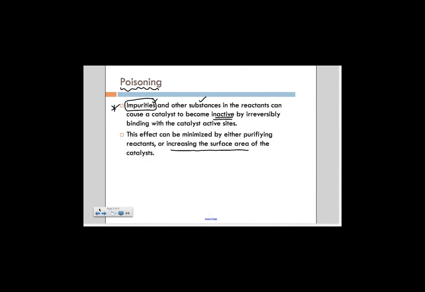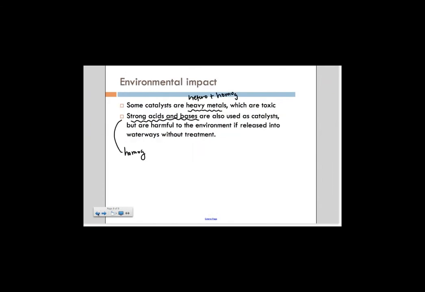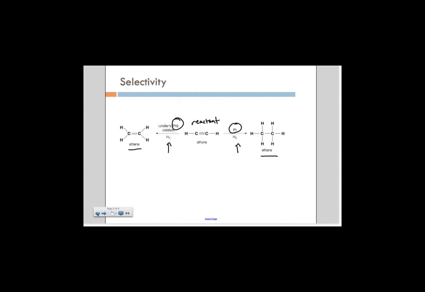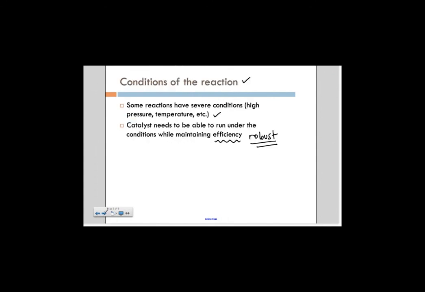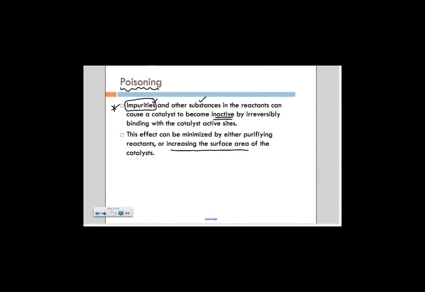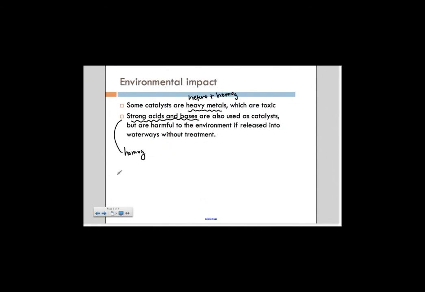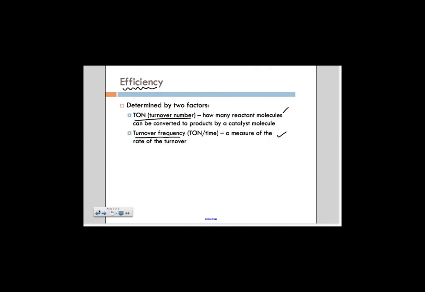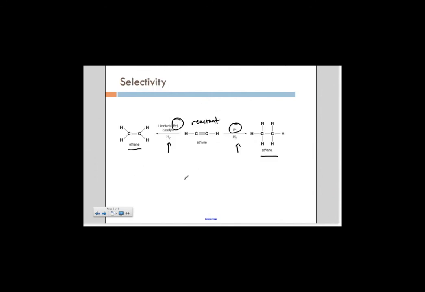Okay. So those are the five things you need to keep in mind: poisoning, environmental impact, the conditions under which that reaction runs, efficiency of your catalyst, and selectivity. These all feed into essentially the cost of running the process, and you want to be minimizing that cost, whether it's by reducing poisoning, which means you have to replace your catalyst less often, having fewer hassles in dealing with the environmental impact of your process, being able to run your process under milder conditions, or having that catalyst just simply be more robust. Efficiency, like I said, and selectivity is critical.